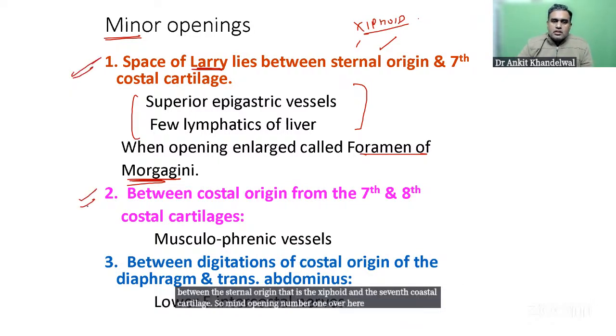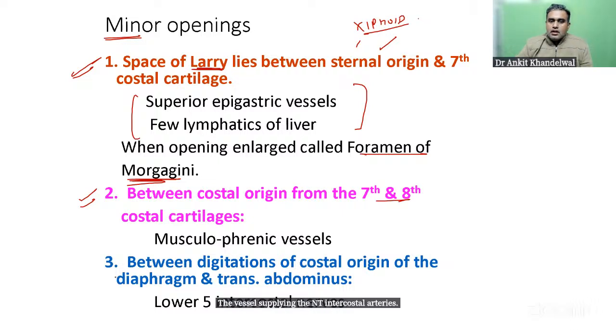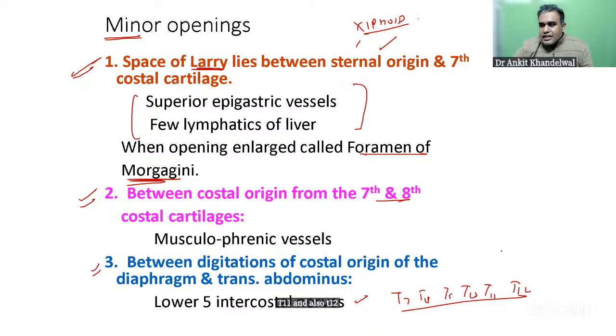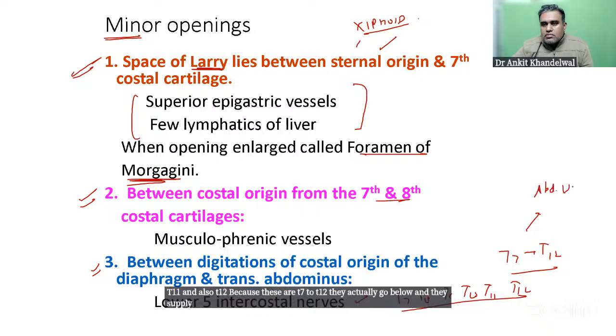Number 2 is that between the 7th and 8th, we have the musculophrenic vessels, the vessels supplying the anterior intercostal arteries. And between the costal margin of diaphragm and transversus abdominis, we have the lower 5 intercostal nerves. Now, why lower 5? Lower 5 meaning we have T7, T8, T9, T10, T11, and also T12. Because these are T7 to T12, they actually go below and they supply the abdominal wall.